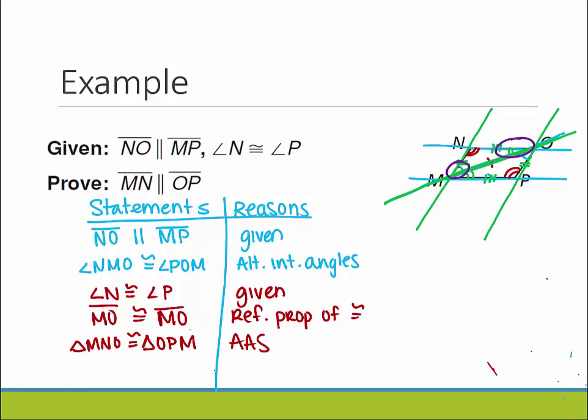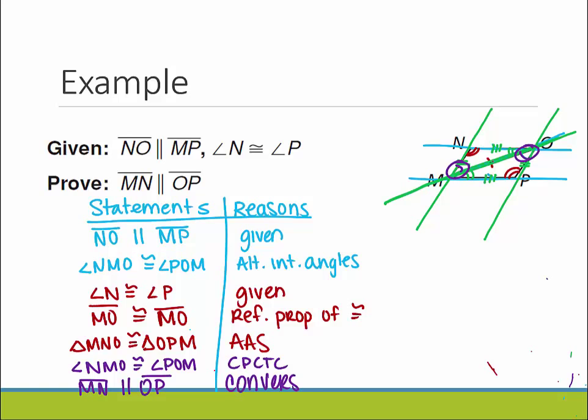So because I know those triangles are congruent, sorry, not this one in here, this blue one. Because I know those triangles are congruent, I can say that angle NMO is congruent to angle POM because of CPCTC. And then because these angles are equal, we can say that line MN is parallel to line OP because of the converse of alternate interior angle theorem.